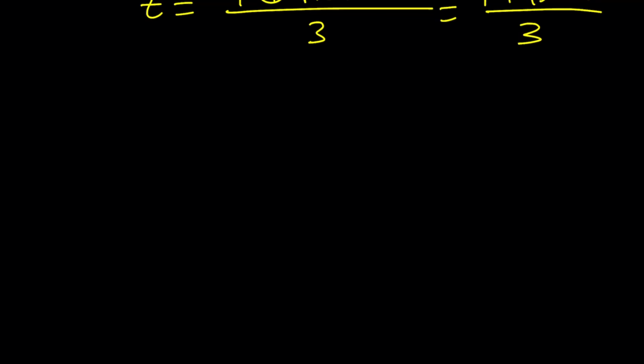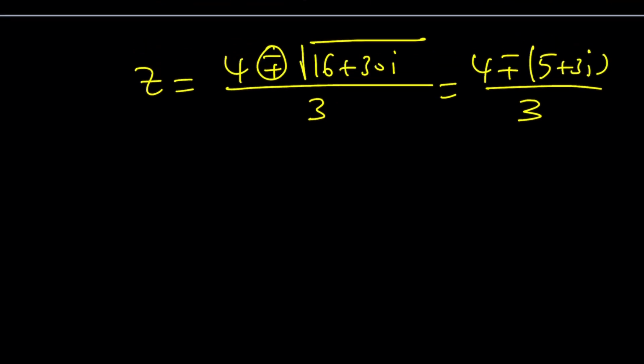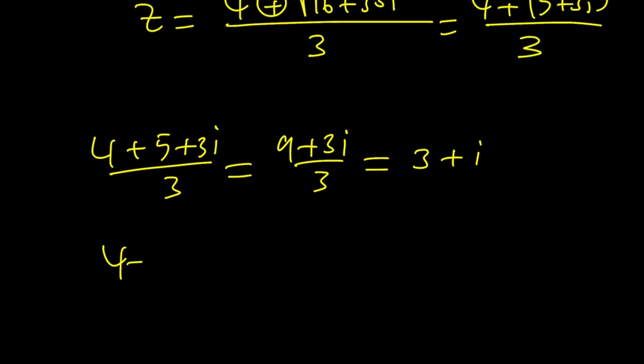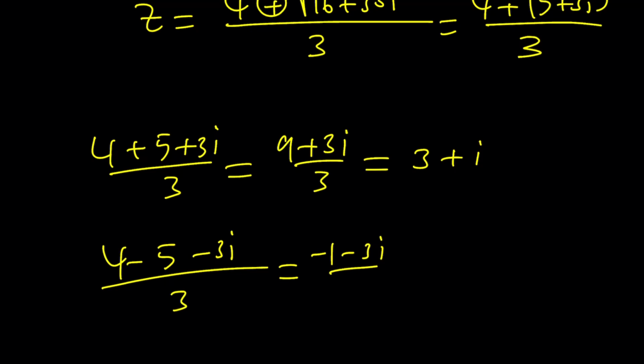And now we're going to go ahead and plug it in. What do we get? If you go with the plus sign, you get this. That's going to give you 9 plus 3i divided by 3. Wow, that's going to be 3 plus i. And then with the minus sign, 4 minus 5 minus 3i divided by 3. That's going to give you negative 1 minus 3i over 3. And that's just going to be negative 1 over 3 minus i.